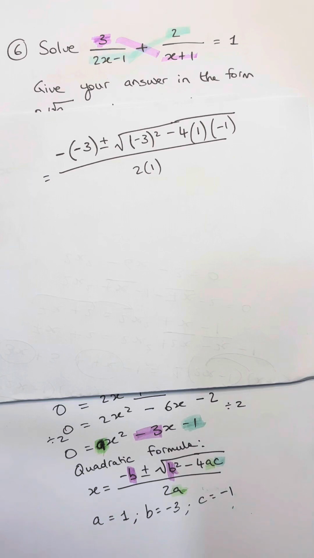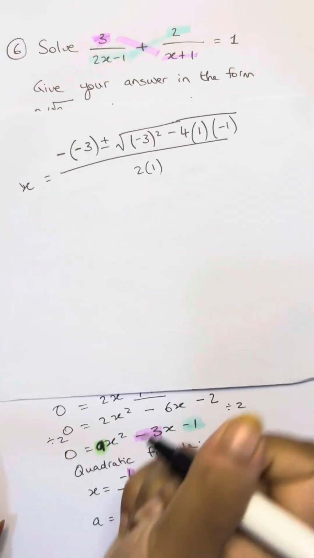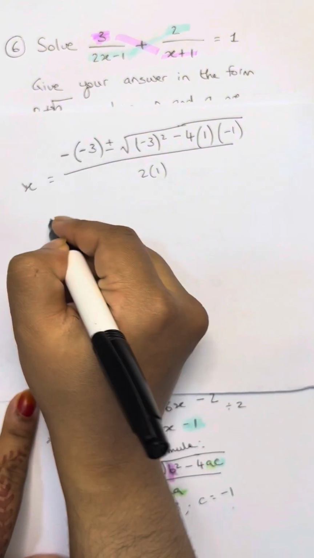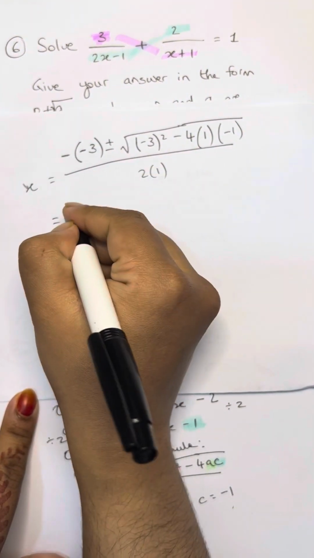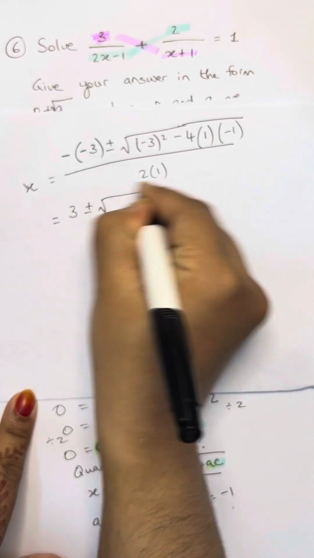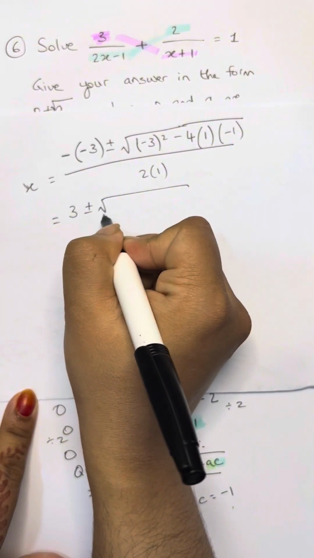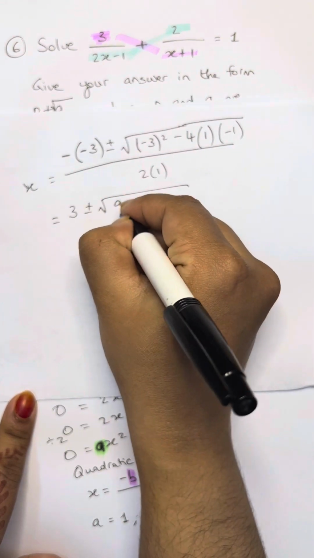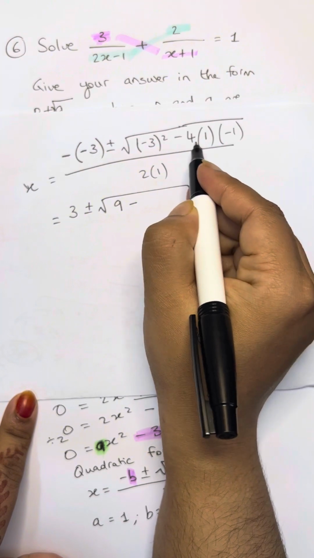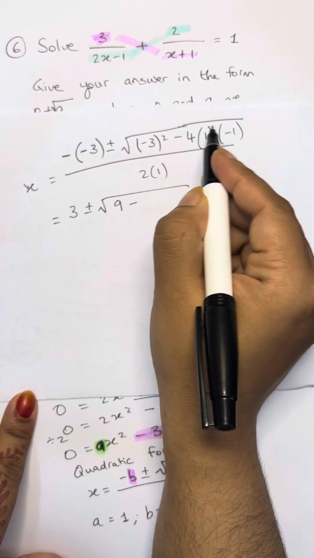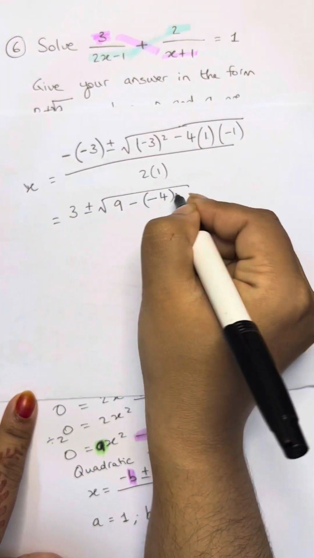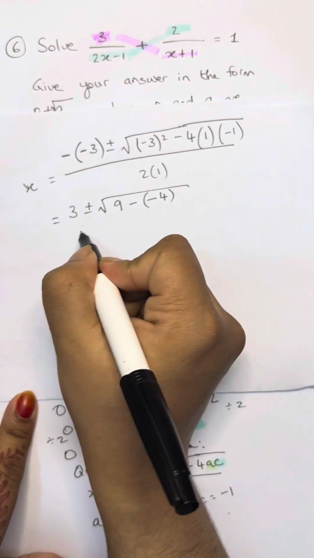Normally, this type of question would come into a calculator, but this has been given in a non-calculator paper, and it should be pretty much easy to do because the values are very small. So minus 3, that's going to be positive 3, plus minus square root of minus 3 squared, that's going to be 9, take away by 4. So 4 times by 1, that's 4. 4 times by negative 1, that's minus 4, right? I'm just going to keep the bracket because there's also a negative sign here.